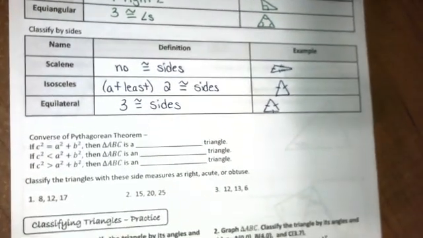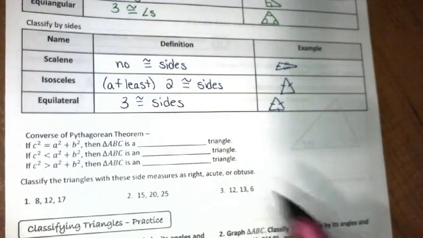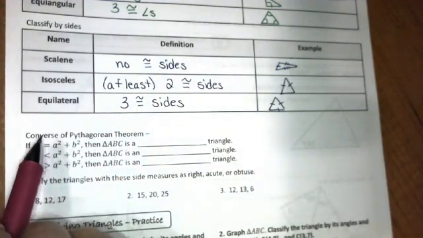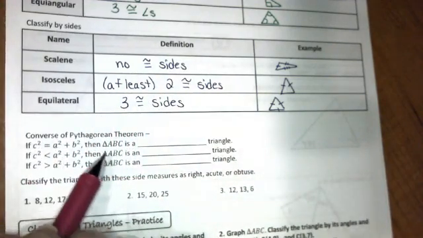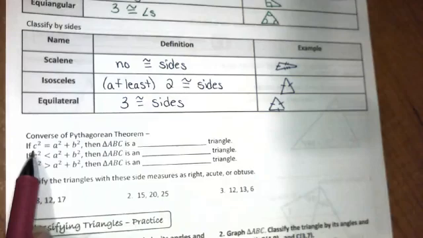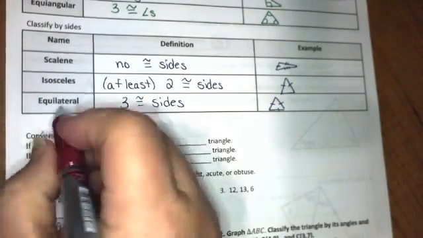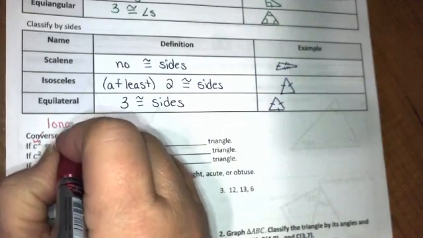Now we've learned the Pythagorean theorem as a way to find the missing side of a right triangle. But what we're going to learn here is the converse of the Pythagorean theorem can tell us if it's an obtuse, acute, or right triangle. So here are the rules. If c squared, now of course c always represents the longest of the 3 sides.